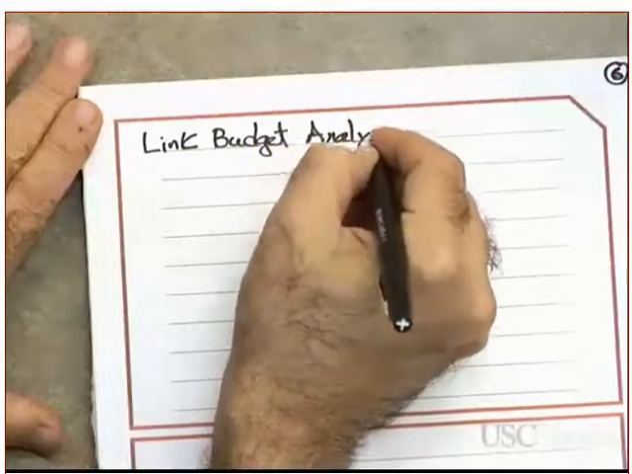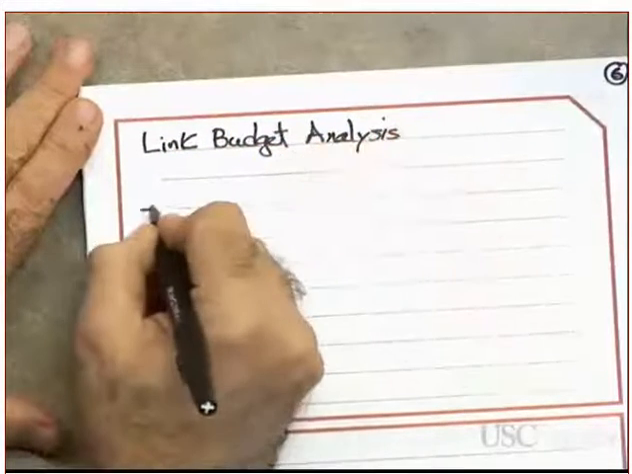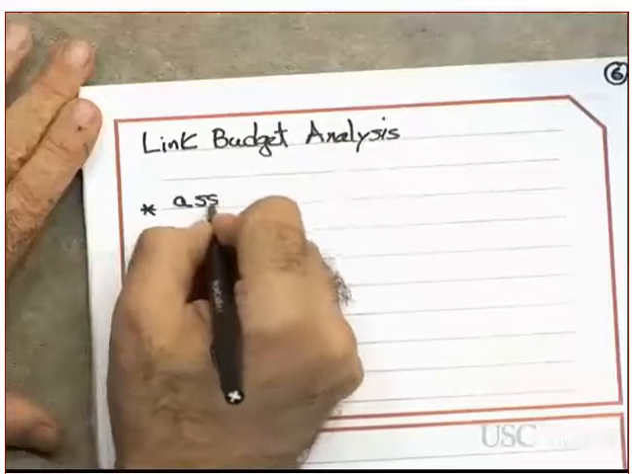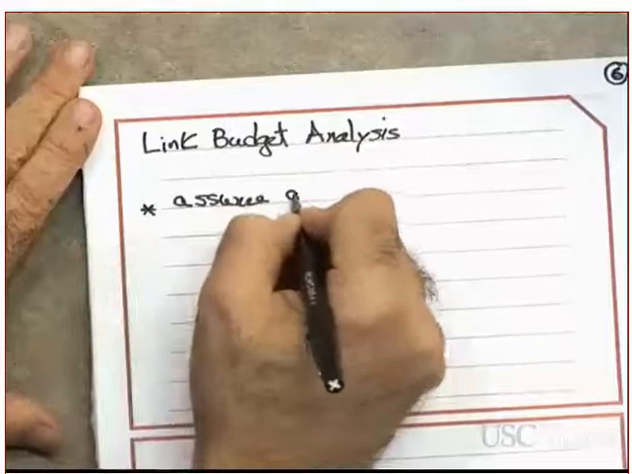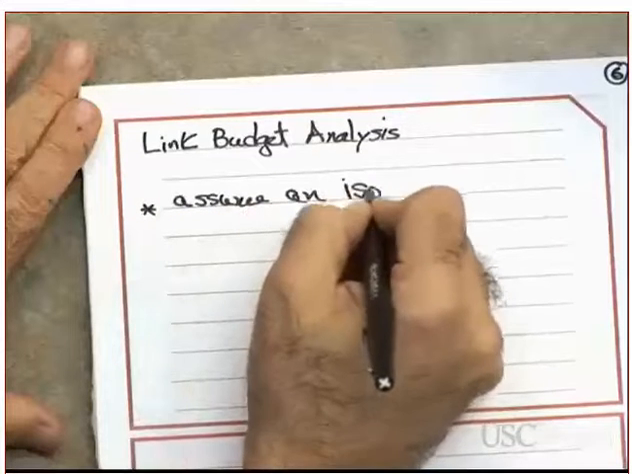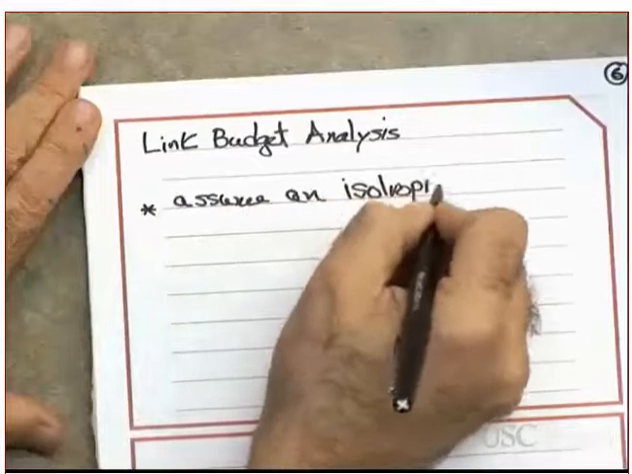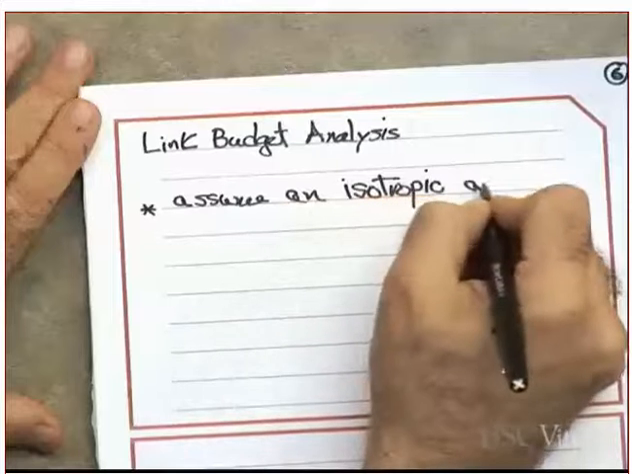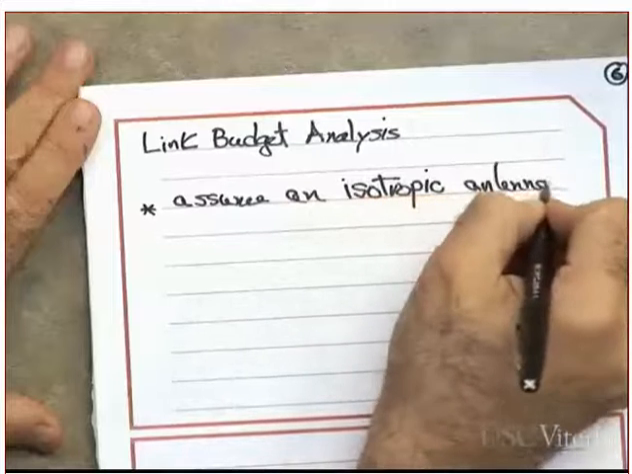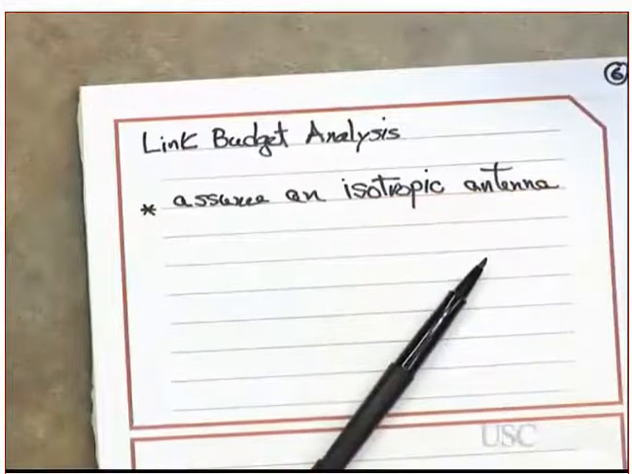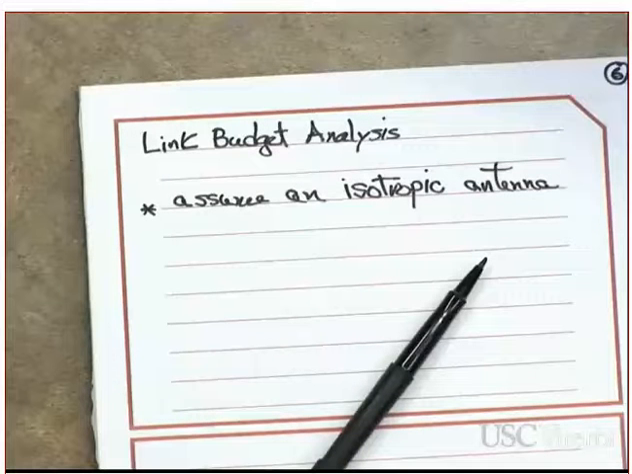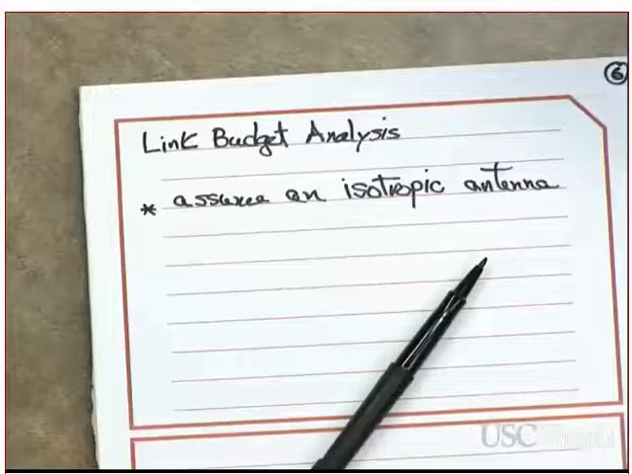We start, first of all, with the following assumption. Assume an isotropic antenna. Question: what does isotropic mean? An antenna that radiates in all directions. Are you following or not? In all directions. The gain is what? Antenna gain is 1. Are you following me or not?